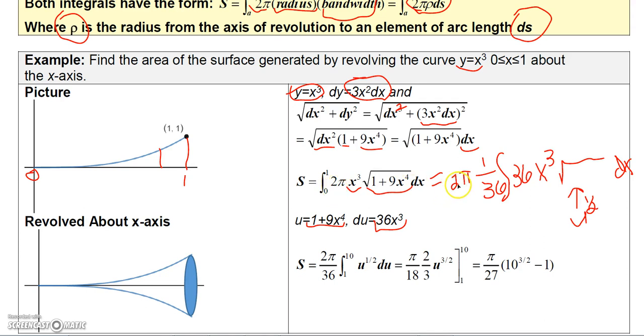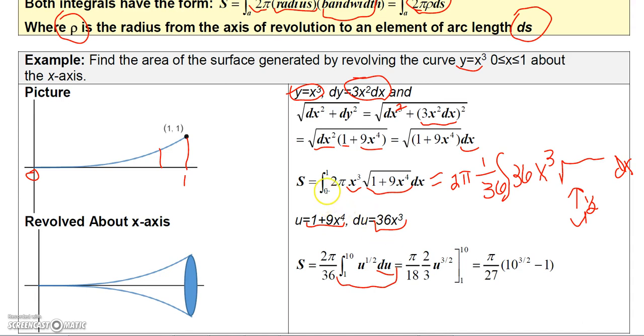Factor the 2 pi out, and then I'll need a 36 in here so that I'll have 36x cubed and the dx. So the 36x cubed and the dx, that'll give me du. So there's where I got the du. And then since I'm letting u be what's in this square root, I just didn't write it, but this would be u to the 1/2. So this up here would be u to the 1/2. So that's what that says, u to the 1/2. So I actually end up with an integral of u to the 1/2 du.